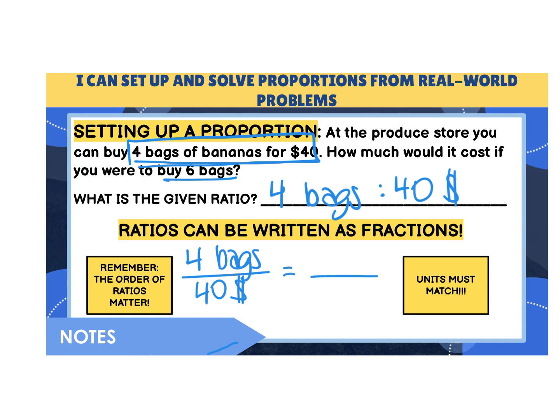We can create an equivalent ratio by matching our units. So if on the top I wrote bags, I have to write bags on top. If on the bottom is dollars, I have to write dollars on bottom. And the question says, how much would it cost for 6 bags? So 6 would go on top, so that I would say 6 bags with x on bottom. And from there we can solve, which we're going to do in the next few problems.